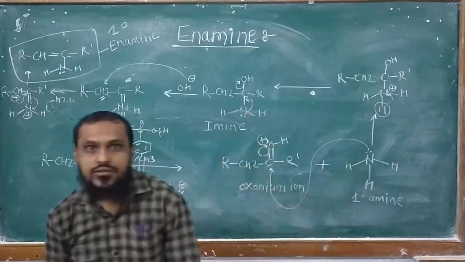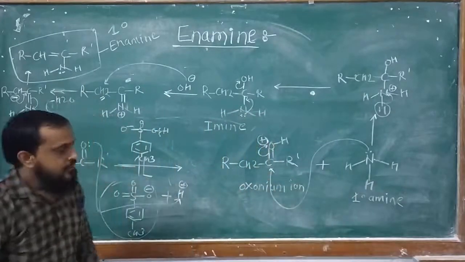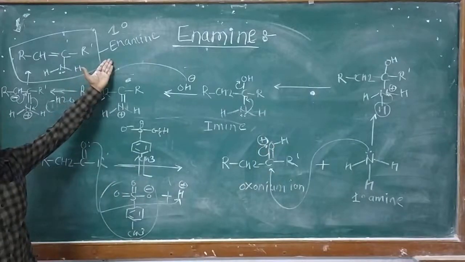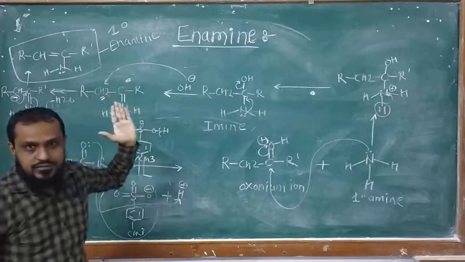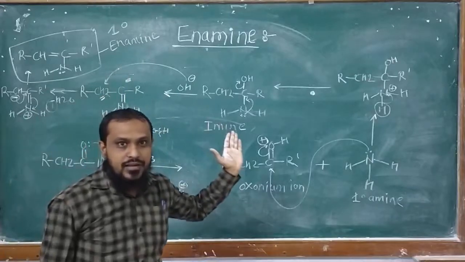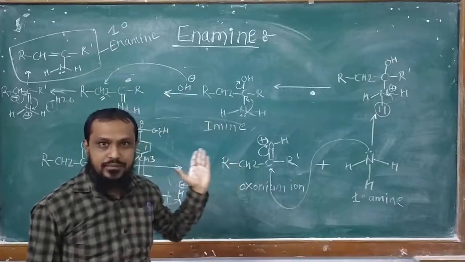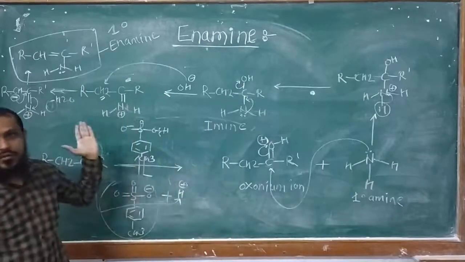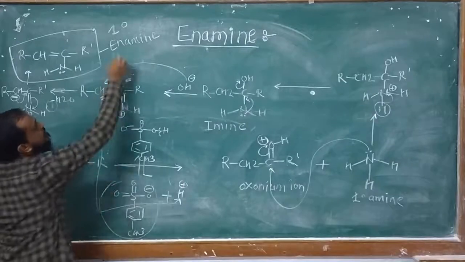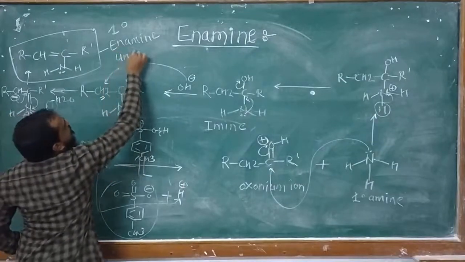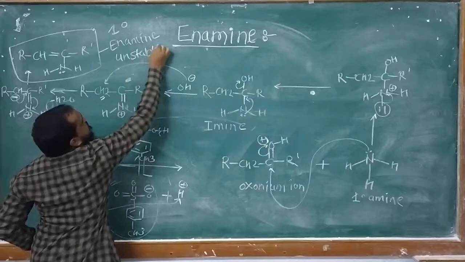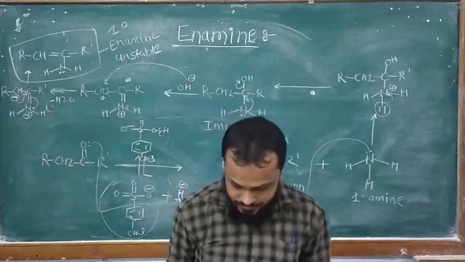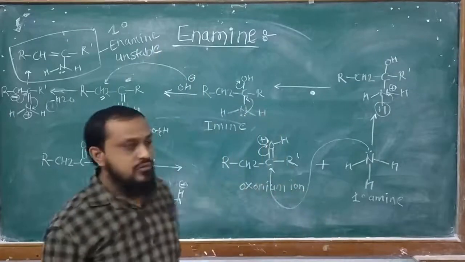I hope you will understand better. This is a primary amine. The enamine from a primary amine is unstable as compared to that from a secondary amine. So this is the unstable enamine. Okay, here I am also going to give one or two examples.